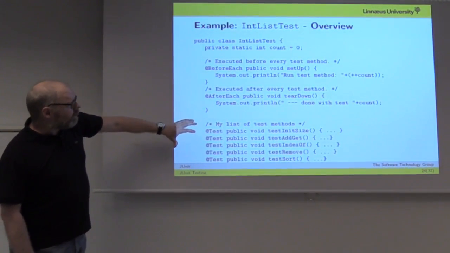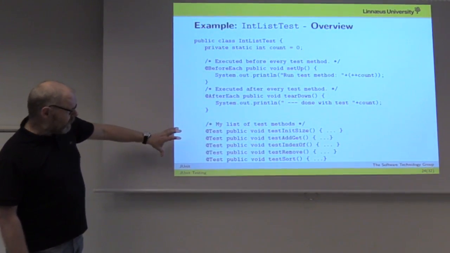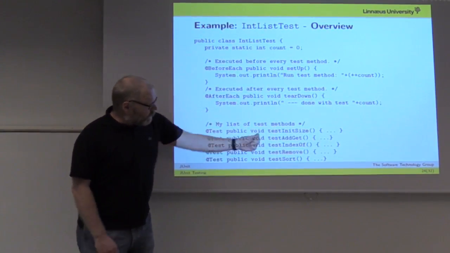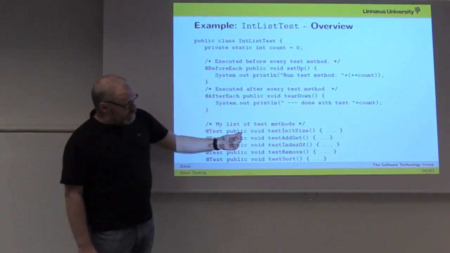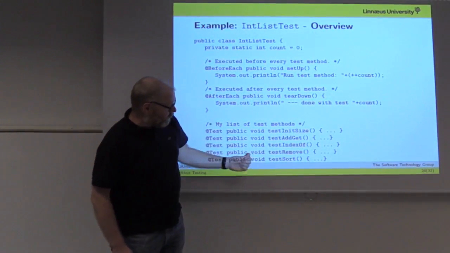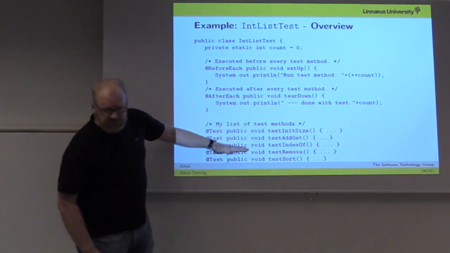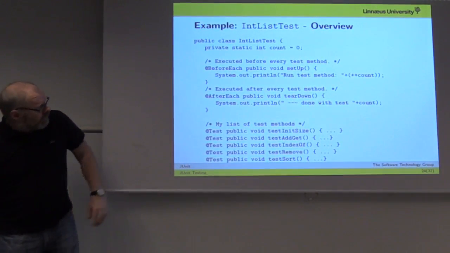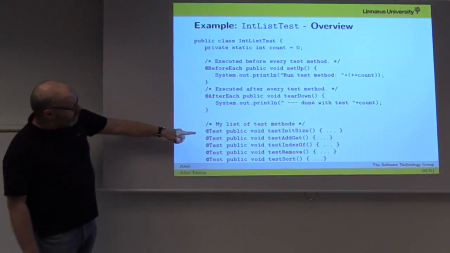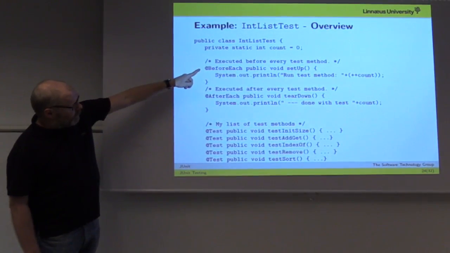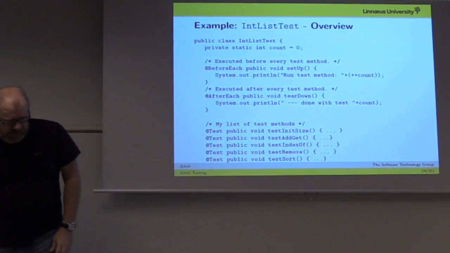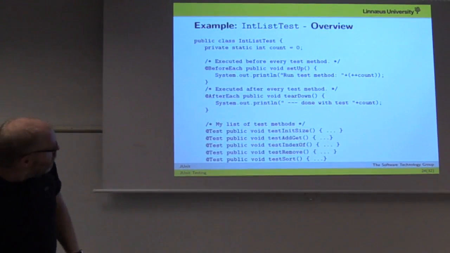We are testing the intlist implementation. We have a number of test methods. For example, this one tests the initialization and the size method. This one tests add and get methods. This one tests the index of method. A number of these. I also have two methods up here that are tagged a bit differently: before each and after each.